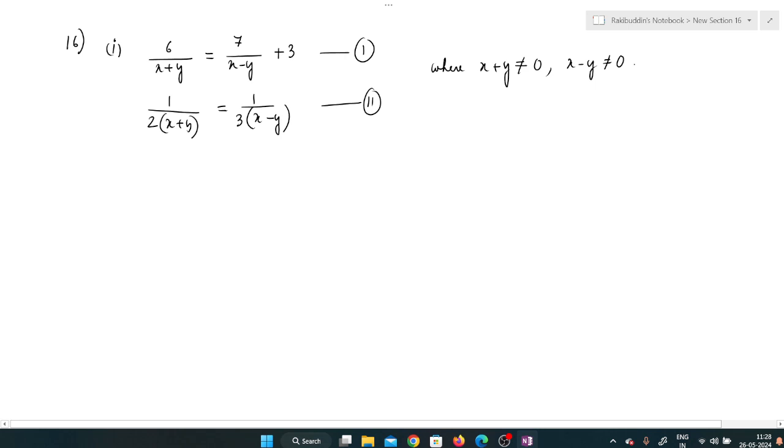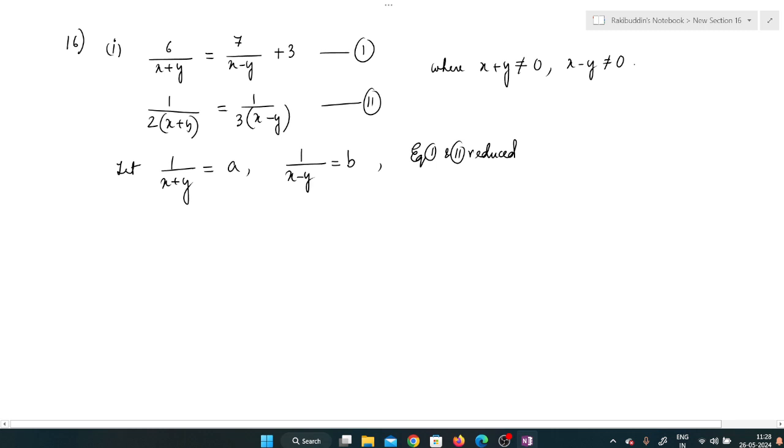So here also it is not a linear equation, the variables are in the denominator. First we need to make it a linear equation. So how do we make it? In order to make it a linear equation, first let us substitute. So let 1 by x plus y equal a, 1 by x minus y equal b. Now equations 1 and 2 reduce.